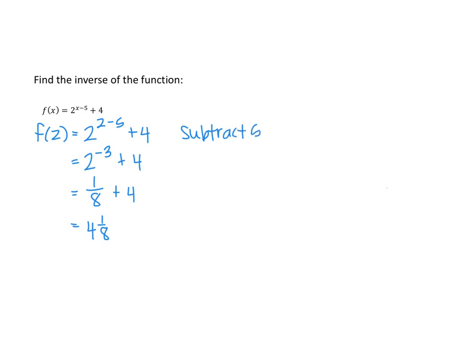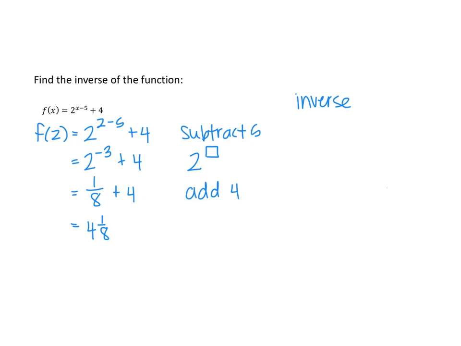And then we did 2 to the power that we just got when we subtracted 5. So we got negative 3 when we subtracted 5. And then we did 2 to the power of negative 3. And then the last step after doing the power was adding 4. So I add 4.